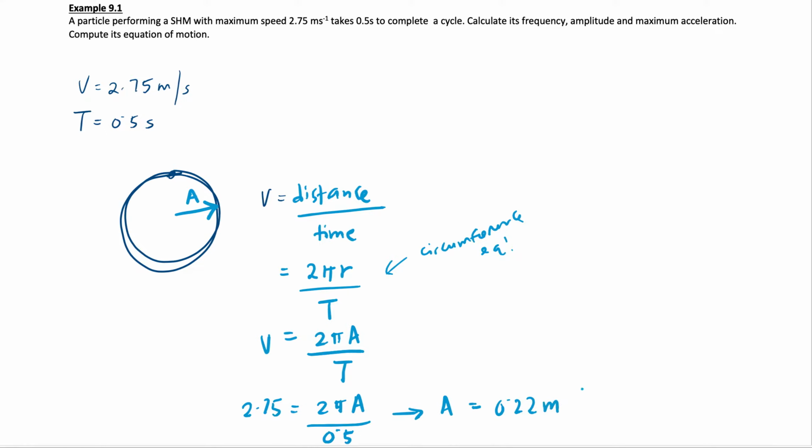Then from our equation, calculate its frequency, amplitude, and maximum acceleration. How do I calculate the frequency? That's easy because we have T already, and we have an equation that relates T with frequency, which is f equals 1 over T. So my frequency is 1 over 0.5 seconds, which gives me 2 hertz. So this particle has a frequency of 2 hertz, an amplitude of 0.22 meters, and its speed is 2.75.